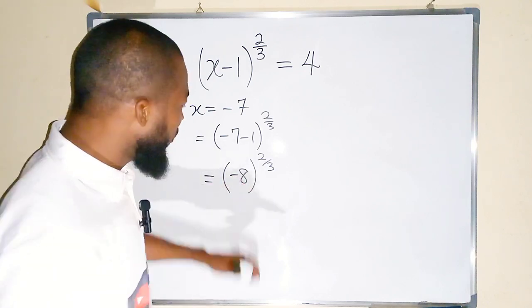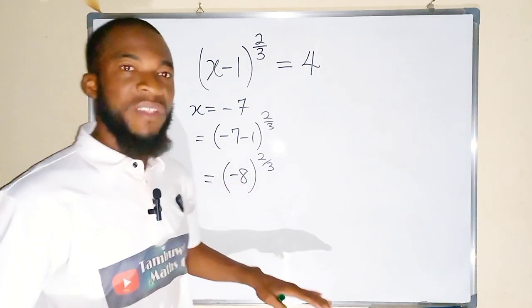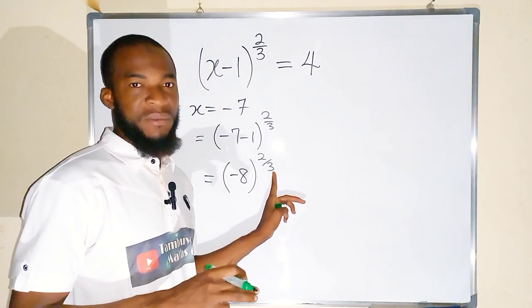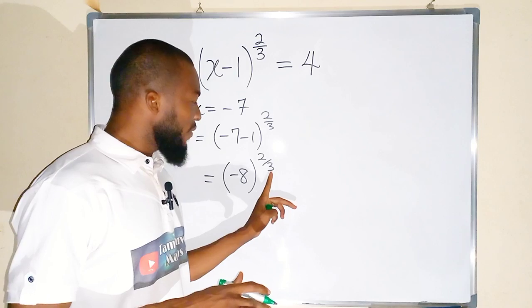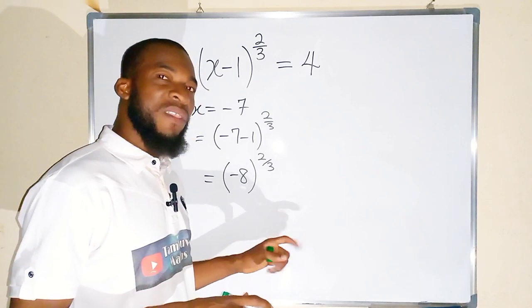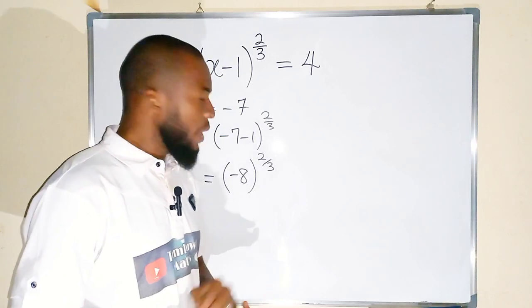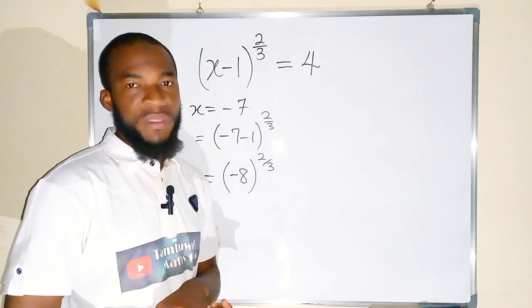For me, I know this is only going to be a complex number if and only if this 3 is even. Whenever we have an even number here, it is going to be the root of what? Negative 8, which is a complex number. But we know that this is an odd number, 3.